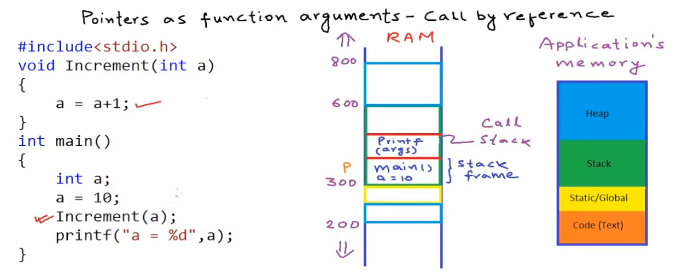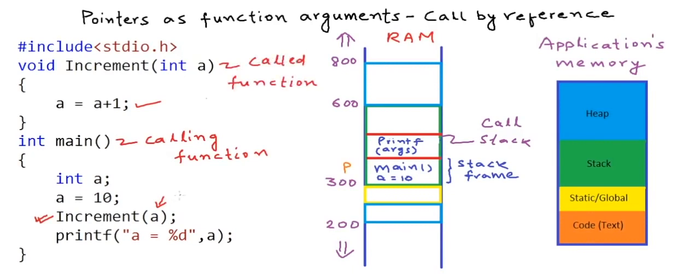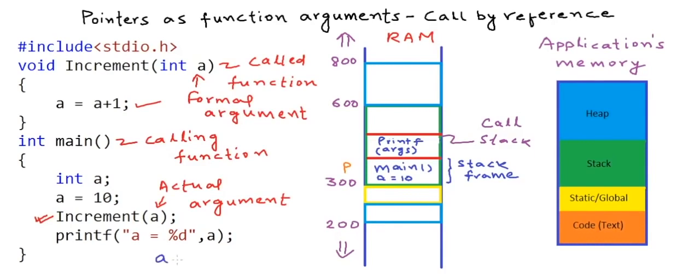So now you must be getting a picture of what happens when one function calls another function. This a is in the stack frame of the main method. Main is our calling function and increment is our called function. When we call a function, in the calling function, the argument is also known as actual argument, and in the called function, the argument is known as formal argument. All that happens is the actual argument is mapped to a formal argument. So when this function call happens, a is mapped to a, as an actual argument is mapped to another a, which is a formal argument.